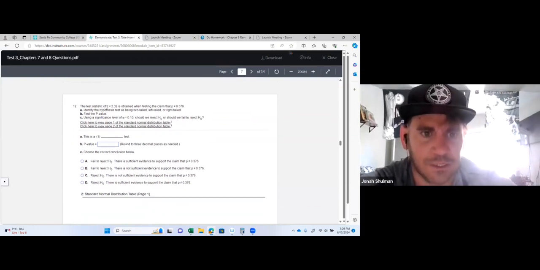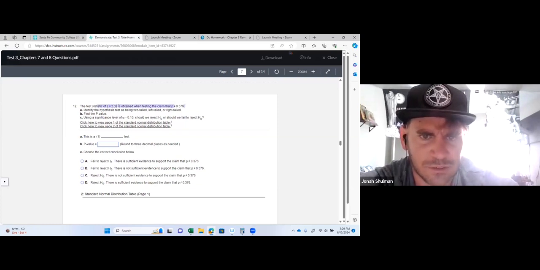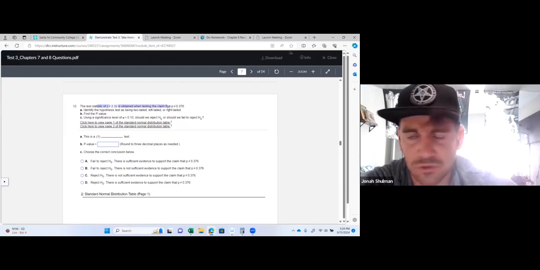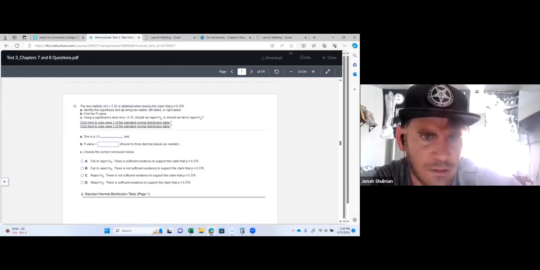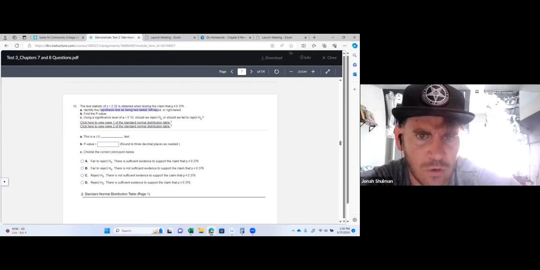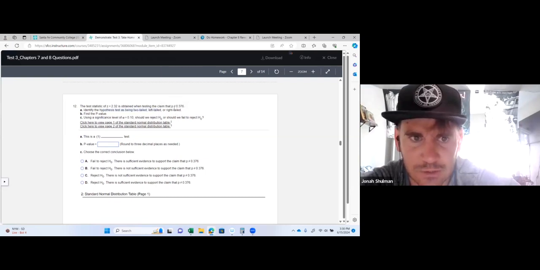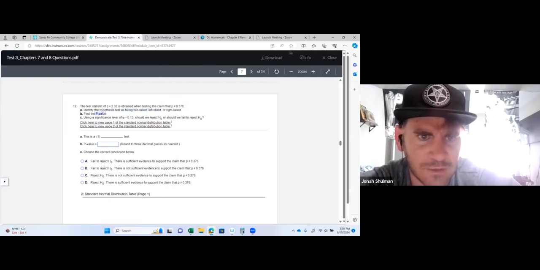Here we go, a z-score test. For number 12, the test statistic of z is 2.32, obtained when testing the claim that p is not equal to something. This is a two-tailed test. Identify the hypothesis test as being two-tailed, right-tailed, or left-tailed. Why do we know the type of testing? Because it's not one way or the other. That's why it's two-tailed. We also have to find the p-value. What does the p-value have to be? And when using a significance level of alpha of 0.10, should we reject the null or fail to reject the null?